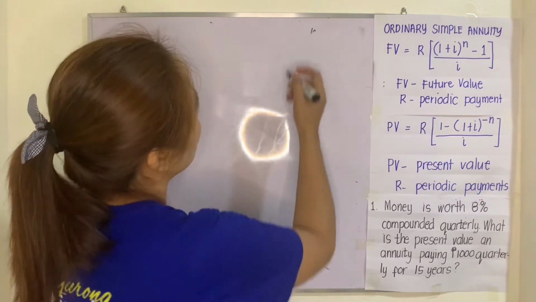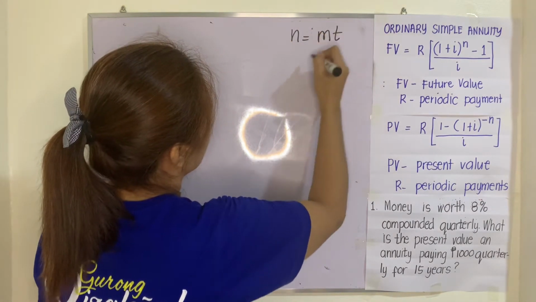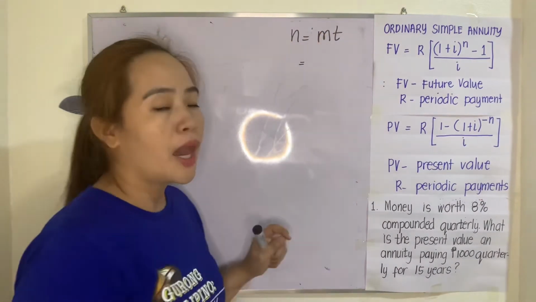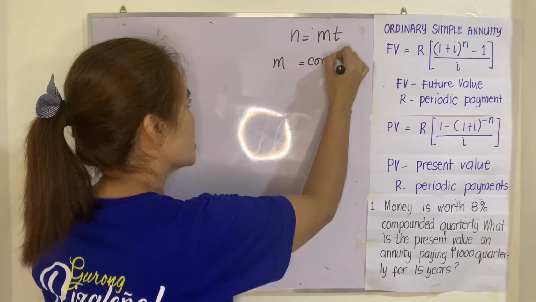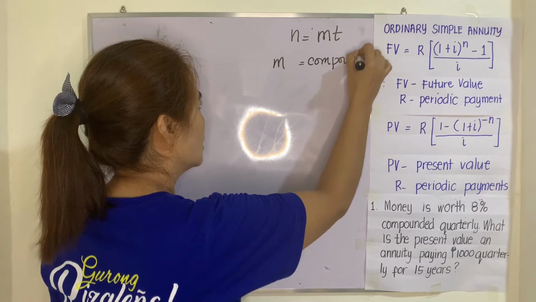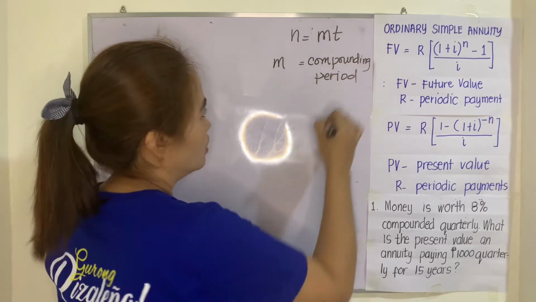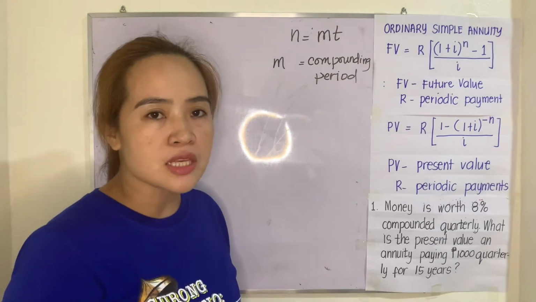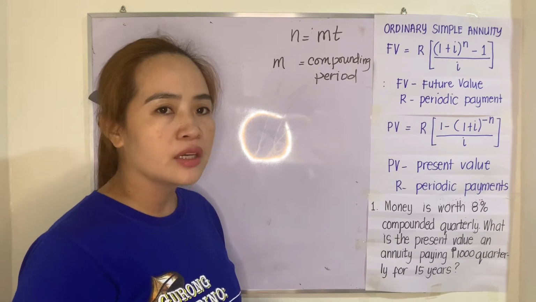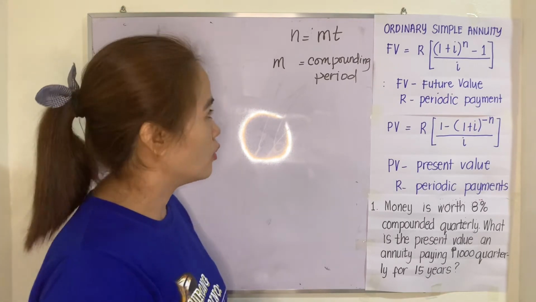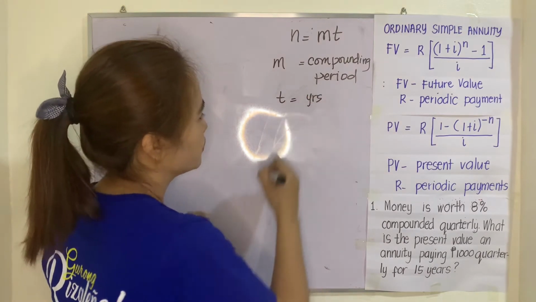How are we going to get the n? The n is equal to MT. What is M? M is the compounding period. So if it is annually, 1. If it is semi-annually, 2. If it is quarterly, 4. If it is monthly, it's 12. And then T is of course the time in years.